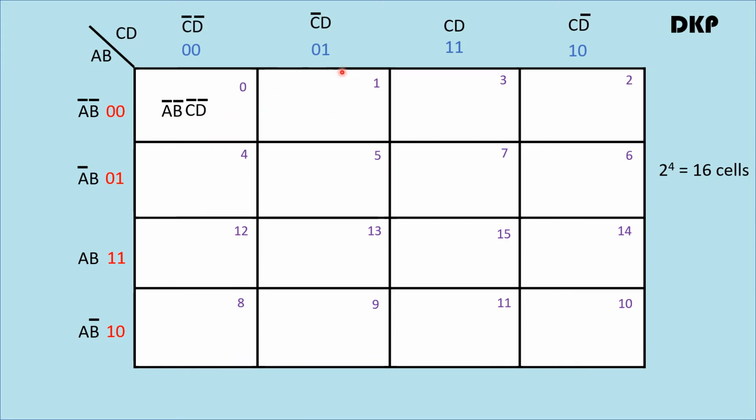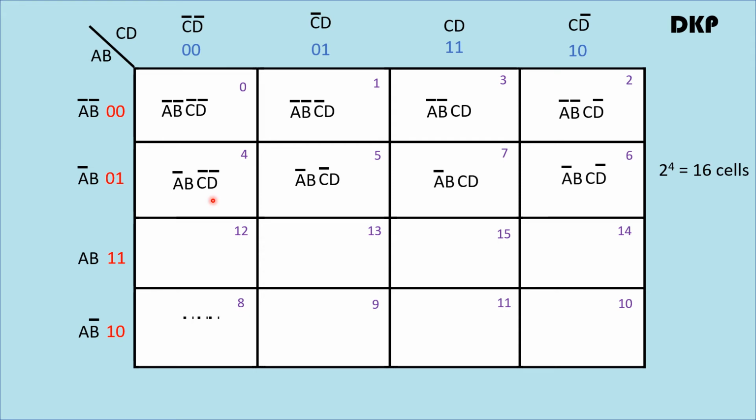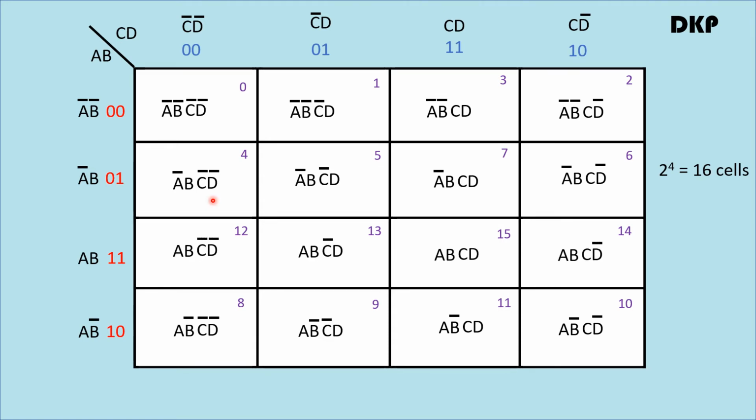So you can say this cell is the minterm M0, or in SOP form A bar B bar C bar D bar. Similarly, the second cell is A bar B bar C bar D, or the minterm M1. This cell is M2 or A bar B bar C D bar. Similarly, M3 is a combination of A bar B bar C D. Similarly, M4, M5, M6, M7, M8, M9, M10, M11, M12, M13, M14 and M15 can be written in SOP forms like this.